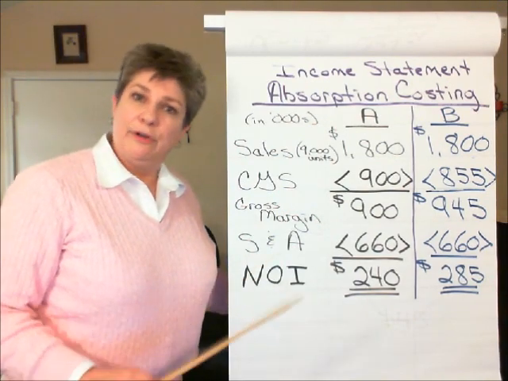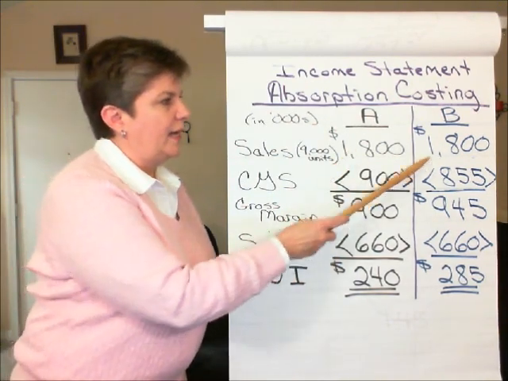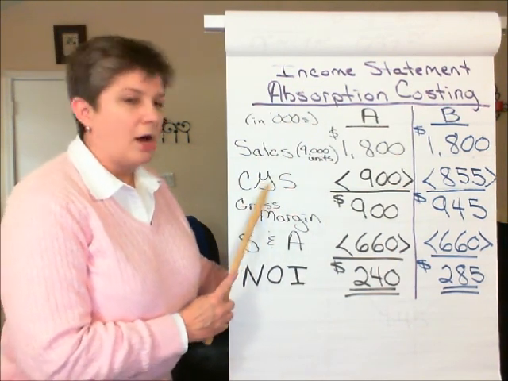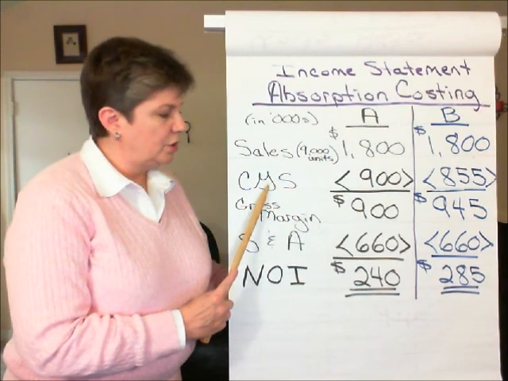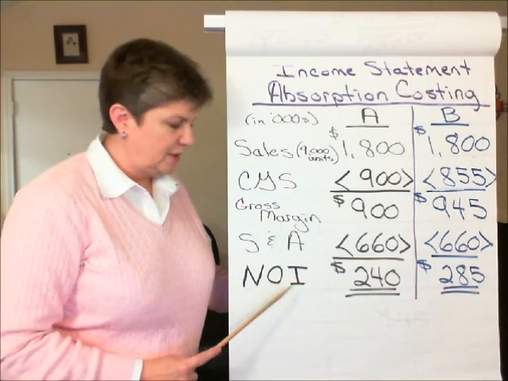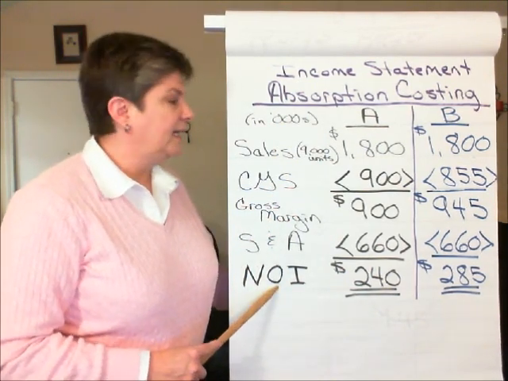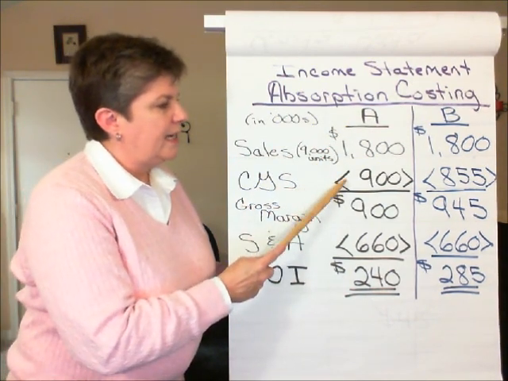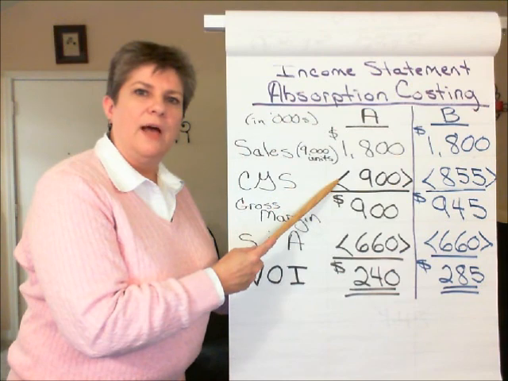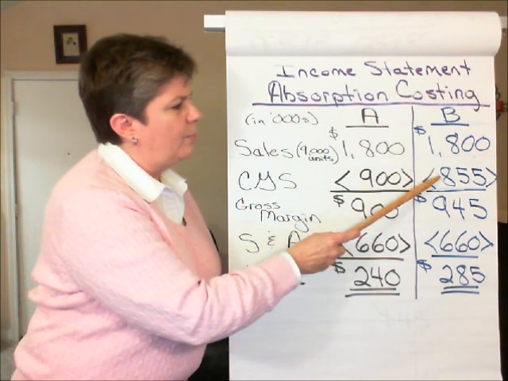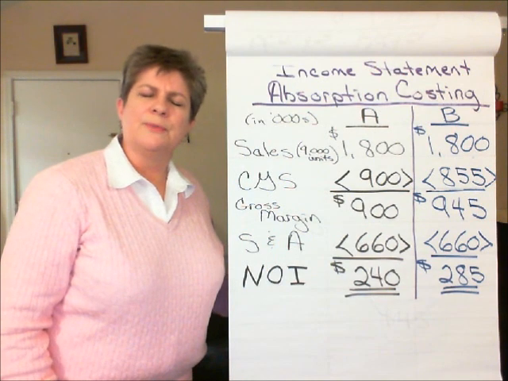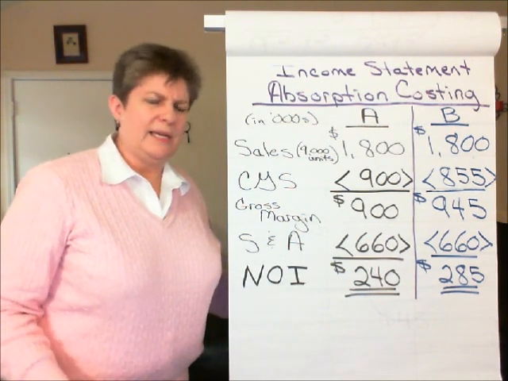Now, what's different between scenario A and scenario B? Well, the difference is in cost of goods sold, which in turn impacts gross margin and net operating income. Cost of goods sold in scenario A is $900,000, but in scenario B is $855,000. Now, how can that be?